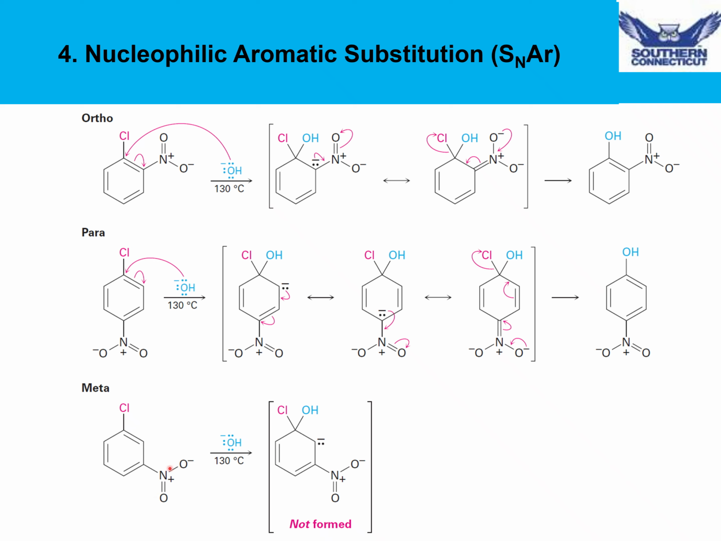When the nitro group is meta, the nitro group will be less helpful in stabilizing the Meisenheimer complex. As you can see here, when the nucleophile adds to the carbon with the leaving group, we form the Meisenheimer complex, which has a negative charge on that carbon. If the nitro group is at the meta position, it's not able to stabilize it as much. So at least at this temperature, 130 degrees Celsius, which is the same temperature we use for the ortho and the para substituted reactants, the reaction will not occur for the meta substituted compound.